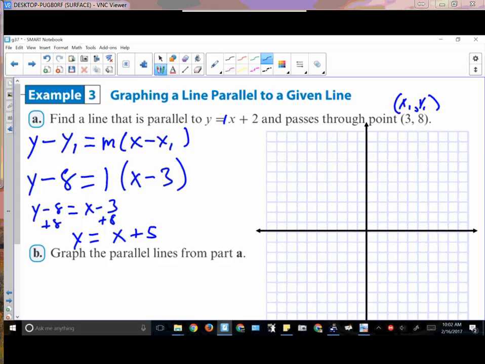So, what we wanted to do is identify a line that was going to be parallel to this and go through (3, 8). So I'm going to go and graph this out first. y is equal to 1x plus 2. That means the y-intercept is at 2. Slope is 1 over 1, right? Up 1, over 1. So I can do all that. Back it up if I so choose. Make sure I stay in the right spots. Make myself a line.